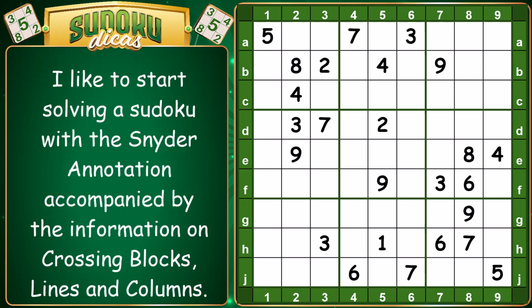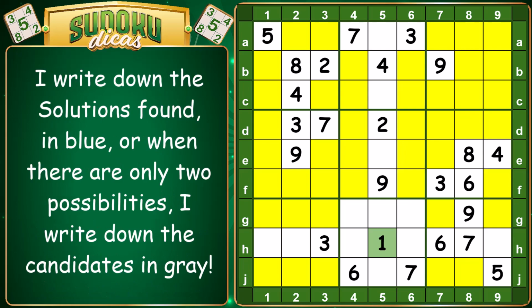I like to start solving a Sudoku with the Snyder annotation accompanied by the information on crossing blocks, lines and columns. I write down the solutions found in blue. Or when there are only two possibilities, I write down the candidates in gray.